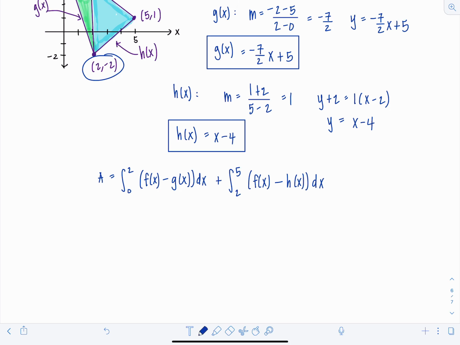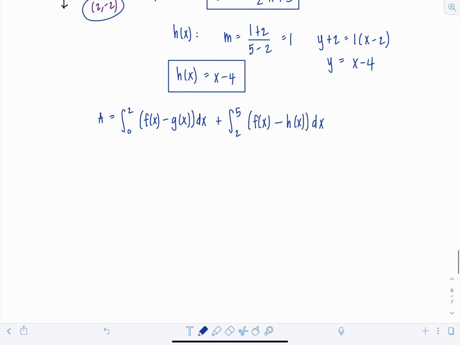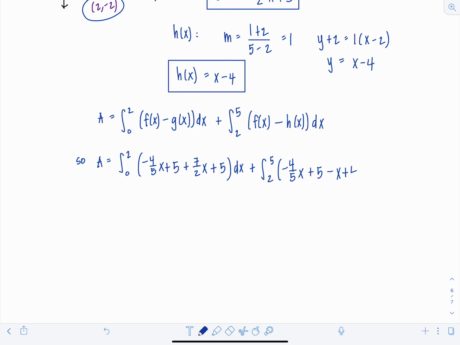Okay, and I'm just going to substitute in all the function values that I have. So the area is equal to the integral from 0 to 2 of f of x, which was negative 4/5 x plus 5, minus g of x. So I'm going to distribute the negative. It's going to be plus 7/2 x plus 5 now, dx. Don't forget the dx, ever. Plus the integral from 2 to 5 of negative 4/5 x plus 5 minus x plus 4 dx.